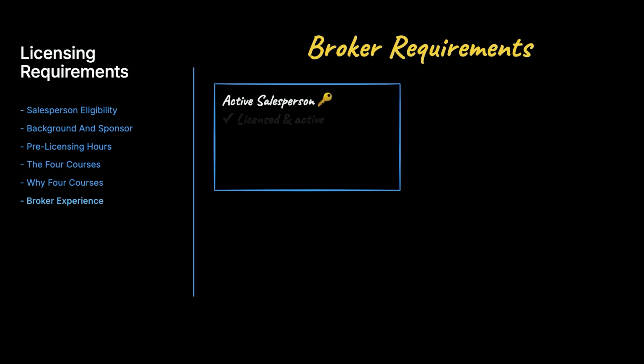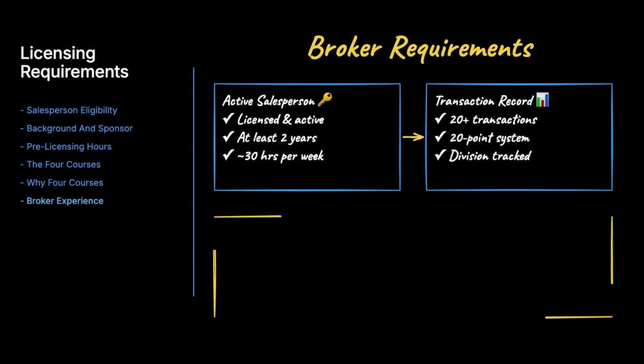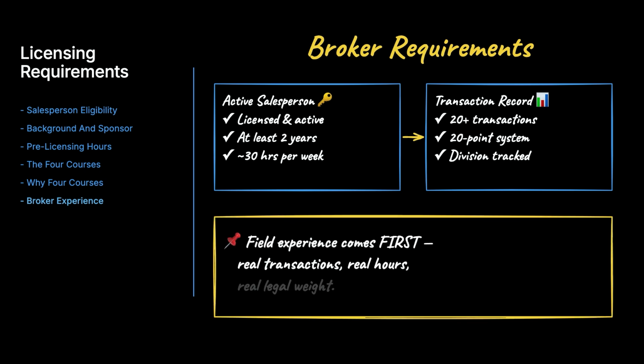Becoming a broker asks more because a broker carries real legal weight. A broker candidate must have been licensed and active as a salesperson for at least 2 years, working about 30 hours weekly, and completed at least 20 transactions. The division tracks this with a point system, generally requiring 20 points. Genuine field experience comes first.